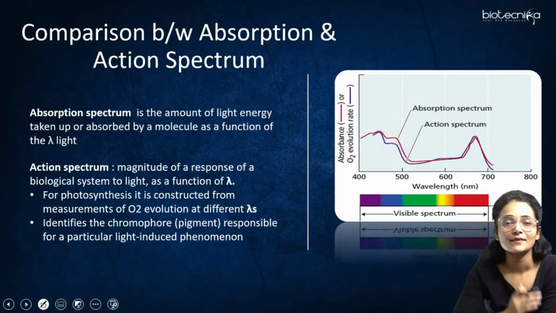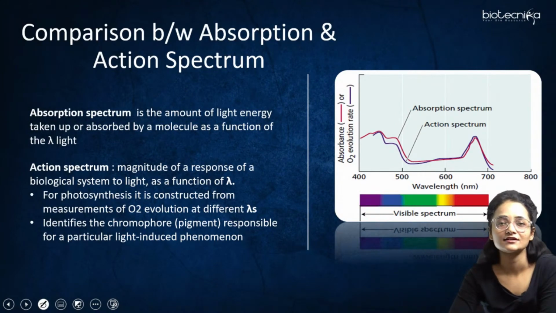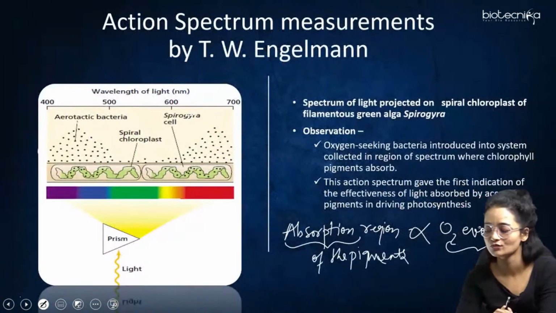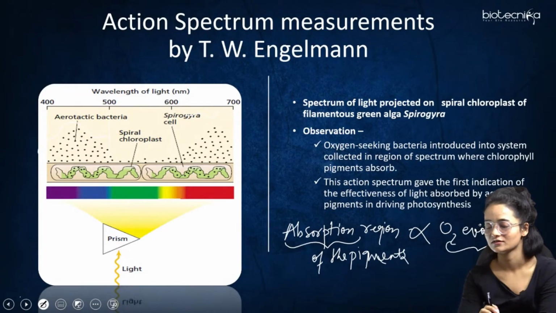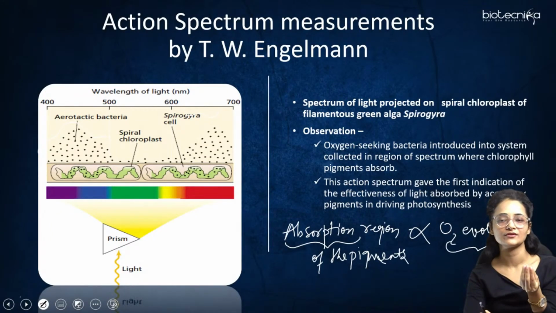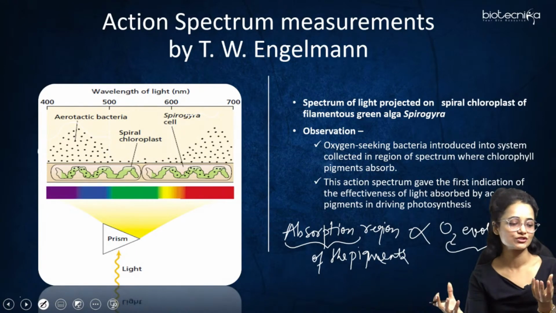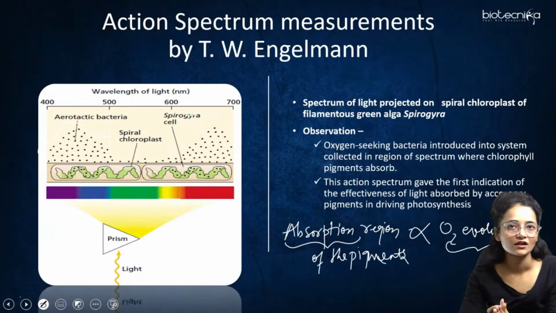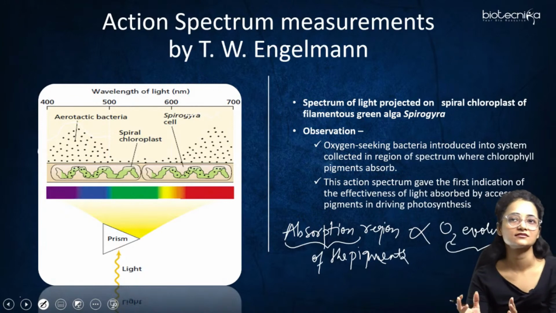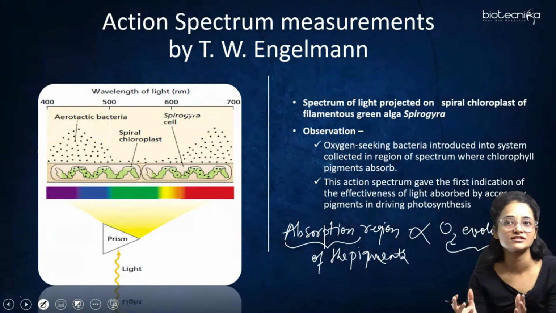Then coming to the comparison between the absorption and the action spectrum. Are you clear with this much? This is the comparison between the absorption spectrum and the oxygen evolution which is taking place. This experiment was basically performed by T.W. Engelmann, where he used the spiral chloroplast of Spirogyra.